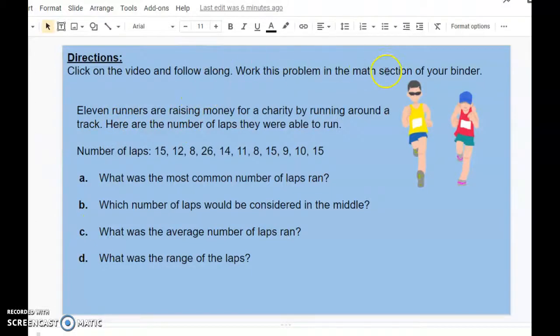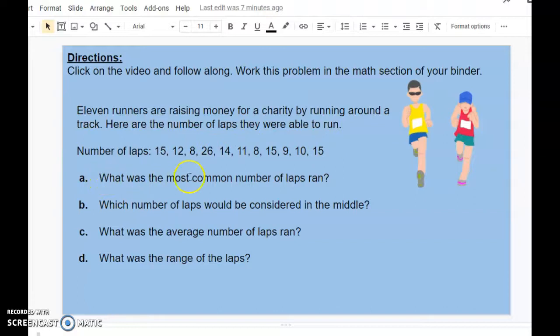All right, you're going to work this problem in the math section of your binder. 11 runners are raising money for a charity by running around a track. Here are the number of laps they were able to run. So here are the various laps in no particular order.